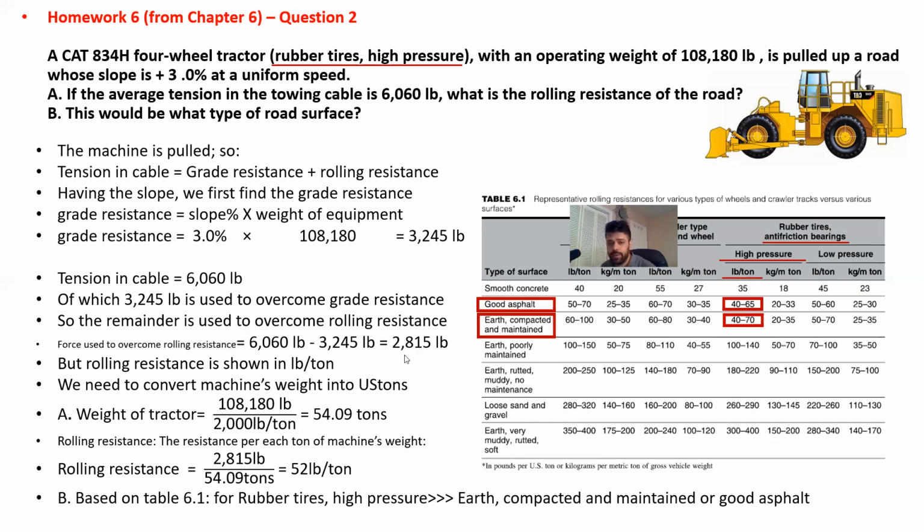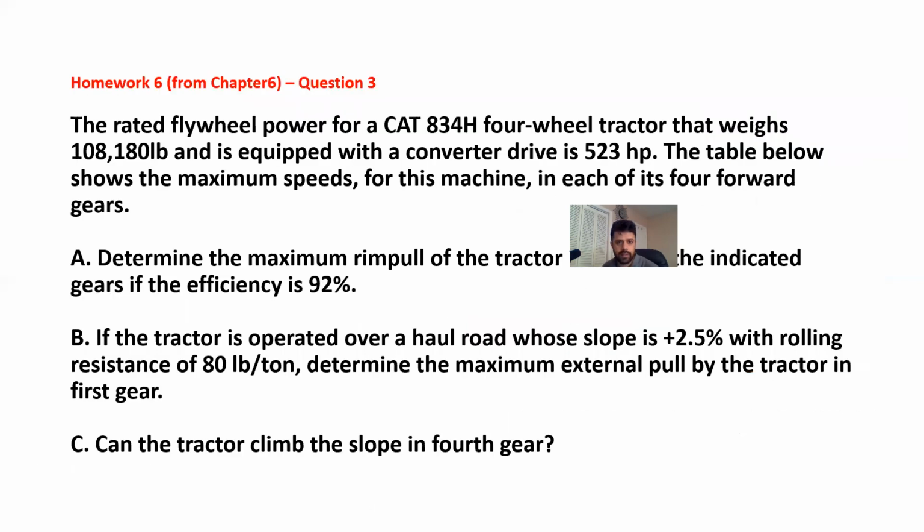The reason we converted rolling resistance into pound per ton was so that we will be able to use this table, because in this table rolling resistance is given based on pound per ton, so we had to make one conversion to use this table. Does that make sense, Thomas? Okay, so let's move on to the next problem.